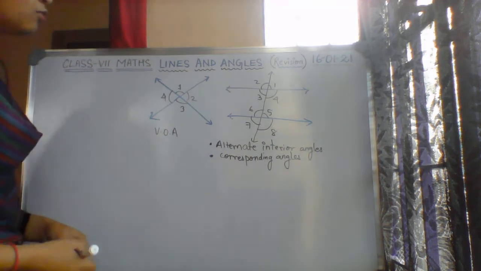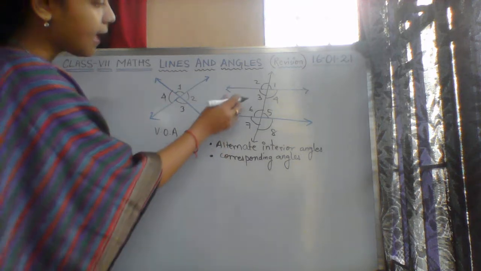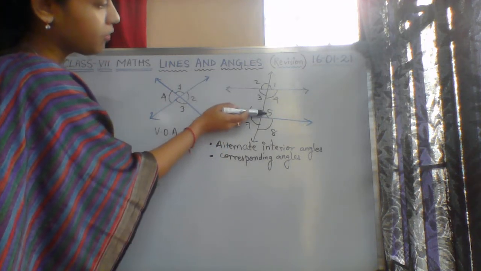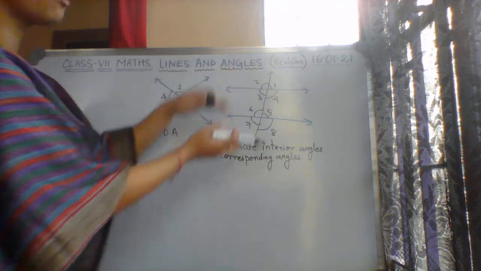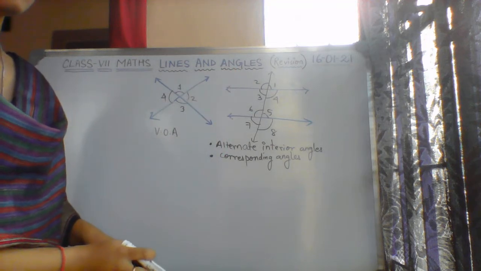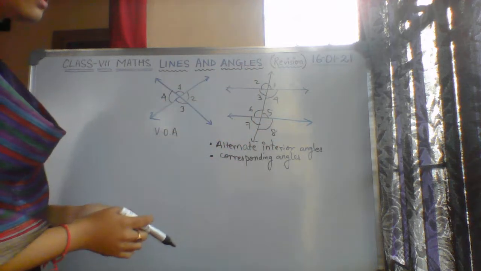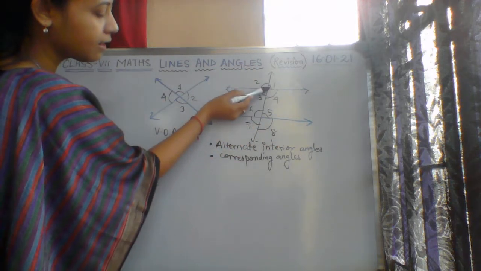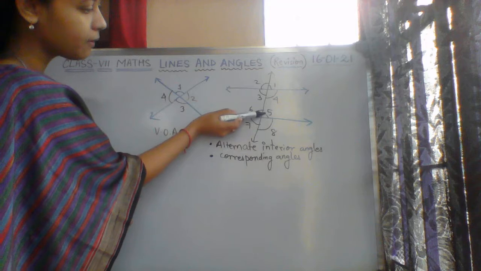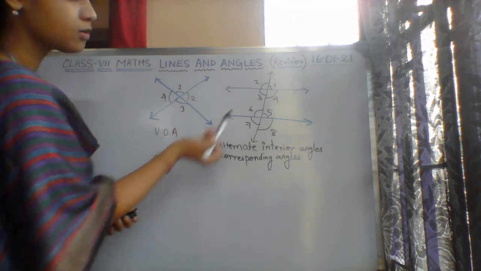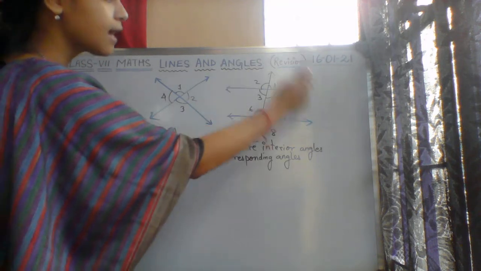Okay, so here, what are the corresponding angles? Angle 1 and angle 5. They should be on the same side of the parallel lines, plus the same side of the transversal. So the same side of the parallel line: it is in the upper part of the parallel line, so it should also be in the upper part of the parallel line, plus the same side of the transversal.